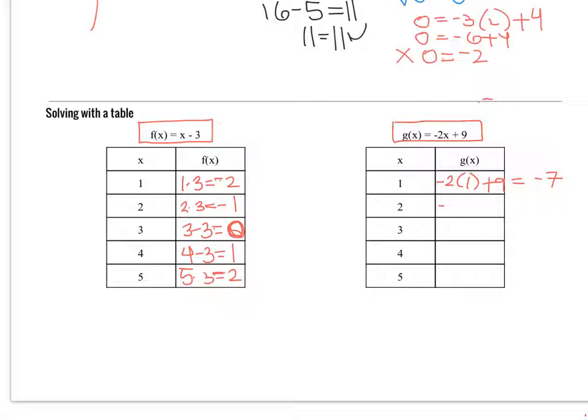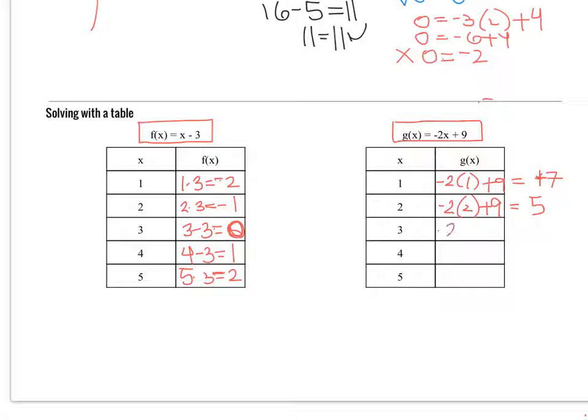I'm having issues. There we go. Times 2 plus 9. So negative 4 plus 9 is 5. Wait, that isn't negative 7. It's supposed to be positive 7, huh? I knew you caught that. Man, I think I need an eye pen to do this.